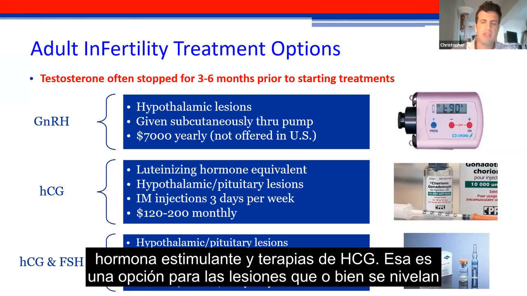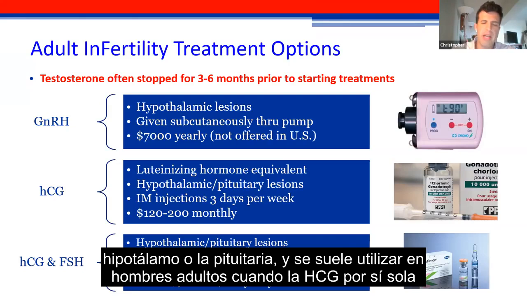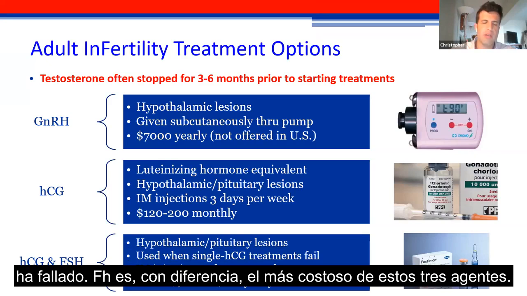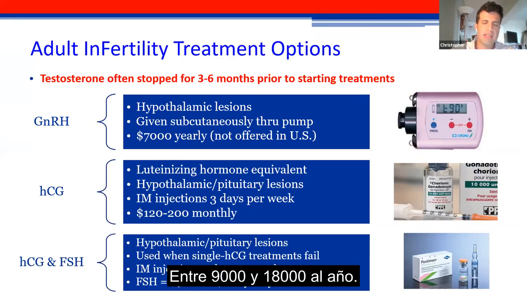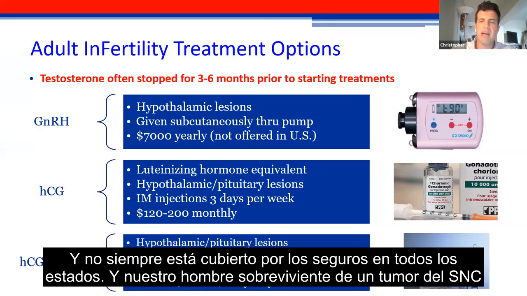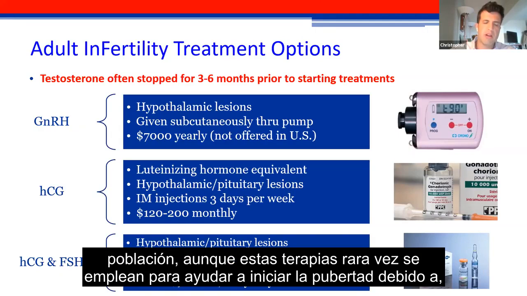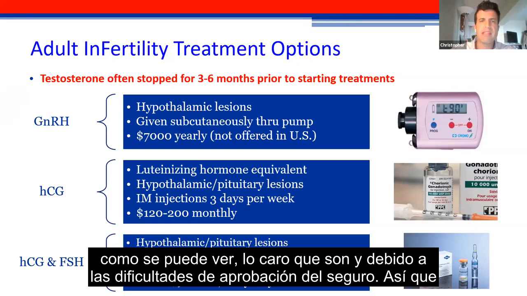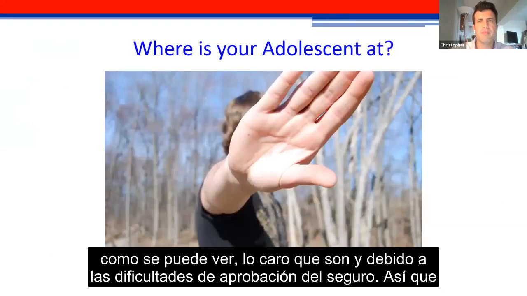There's a combination of follicle stimulating hormone and HCG therapies. That's an option for lesions at either level, hypothalamus or pituitary. And it's typically used in adult males when HCG by itself alone has failed. FSH is by far the most costly of these 3 agents here, around $9,000 to $18,000 per year. And it's not always covered by insurances in all states. In our male CNS tumor survivor population, though, these therapies are rarely employed to help kickstart puberty due to, as you can see, how expensive they are and due to insurance approval difficulties.